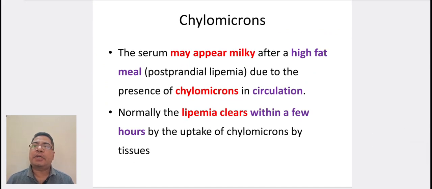The serum may appear milky after a high fat meal, that is postprandial lipemia, due to the presence of chylomicrons in circulation. Normally, the lymph clears within a few hours by the uptake of chylomicrons by tissues.